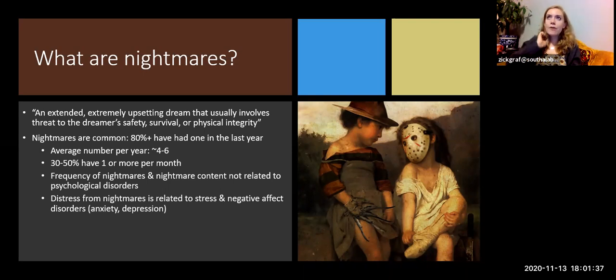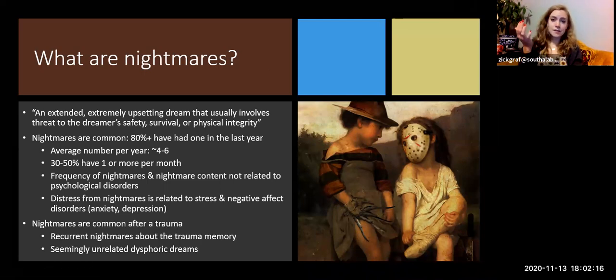Interestingly, although older schools of psychology like psychoanalysis involved a lot of dream interpretation and tended to really take literally the themes in dreams, like the content of dreams and the frequency of dreams, we now know that the frequency of nightmares and the content of them isn't directly related to any psychological disorder. But the distress from nightmares, so regardless of how many nightmares you have or what they're about, how much they upset you, is related to the amount of stress and negative affect that you report in your life.